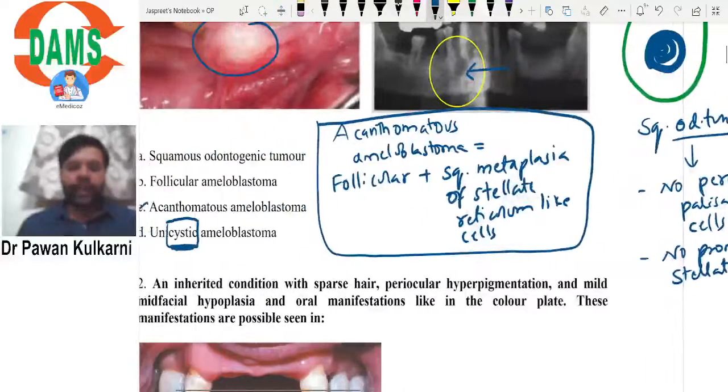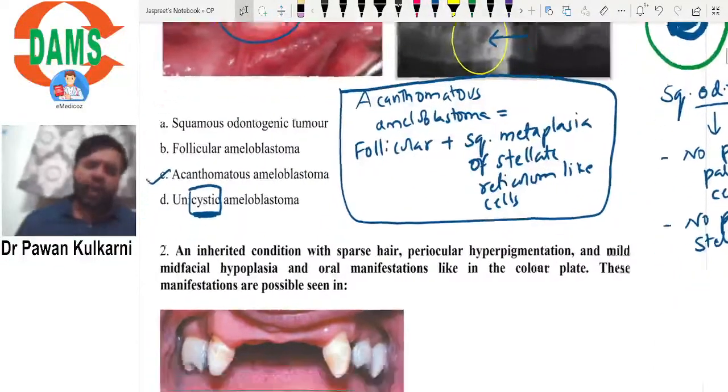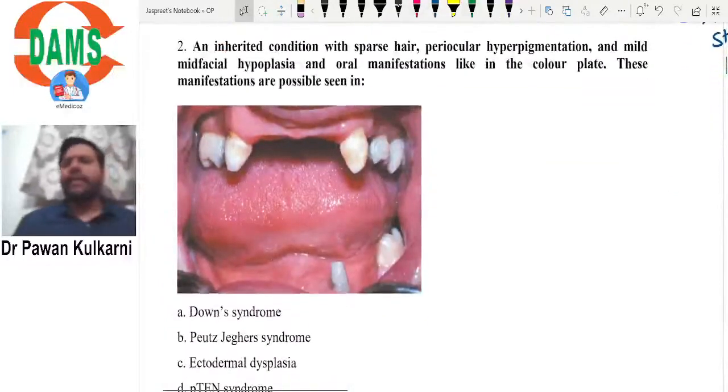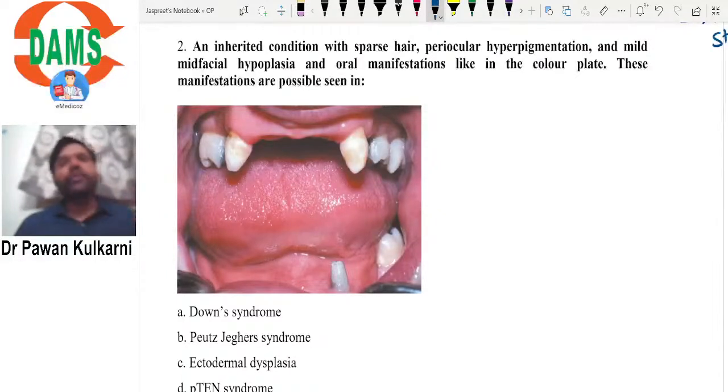Okay, right? So this is the way you have to solve the MCQ and try to understand. So never blindly follow the answers or mug up the answers for any MCQ. Think logically, try to rule out. Why is it not SOT? Find out the reason why it is not SOT. Once you ask a question, then only you will get an answer.